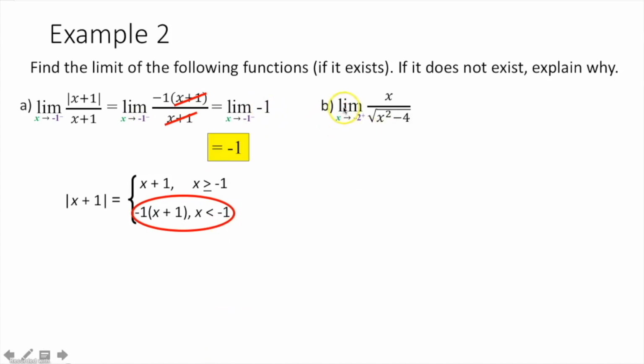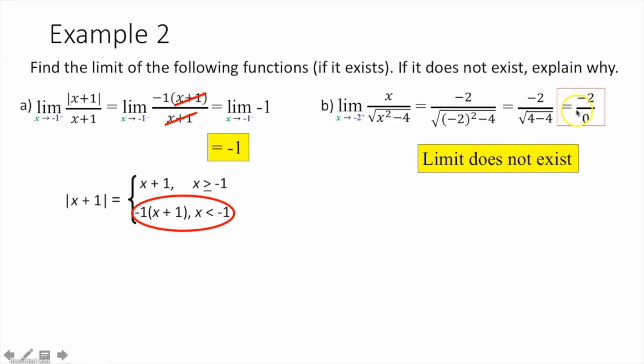Here, I have the limit as x approaches -2 from the right. So if I were to plug in -2 here, you then square that and you get 4, and then 4 minus 4 gives you 0, and the square root of 0, you get -2 over 0. For right now, you're going to say the limit does not exist anytime you get 0 in the denominator, but we'll talk about that more later.